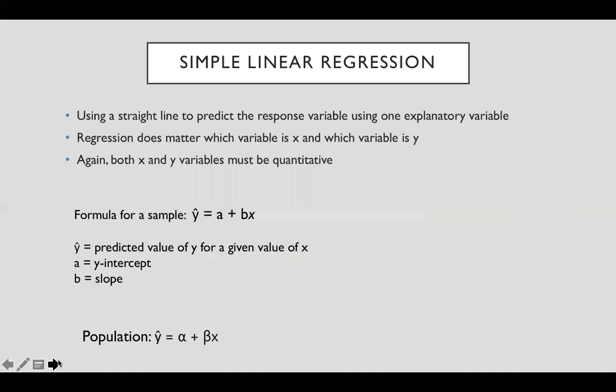Okay, so simple linear regression is when you use a straight line to predict a response variable when you're using one explanatory variable. Now here, it does matter which variable is x and which variable is y. So to calculate the simple linear regression for a sample, you would take the predicted value of y, and that is equal to your y-intercept plus your slope times your explanatory variable.